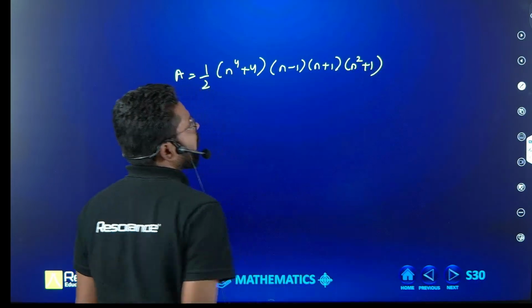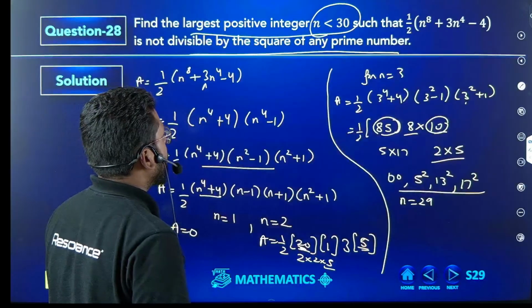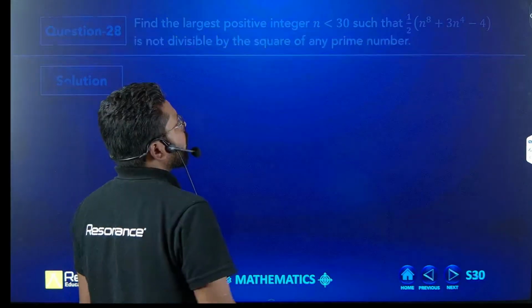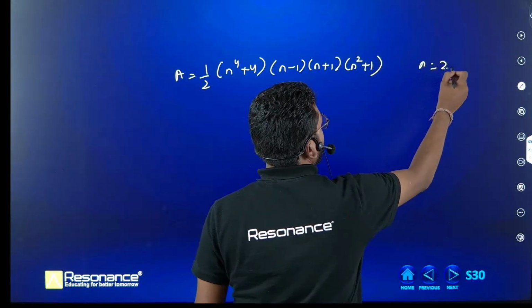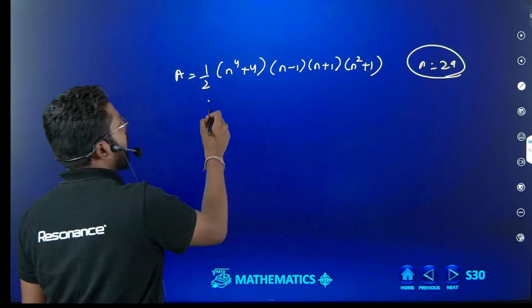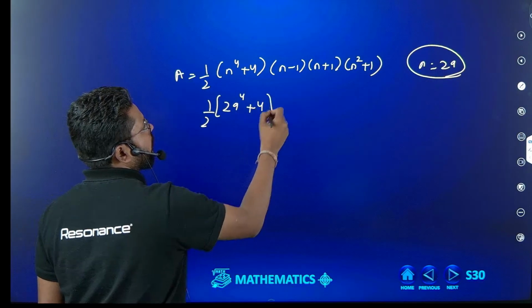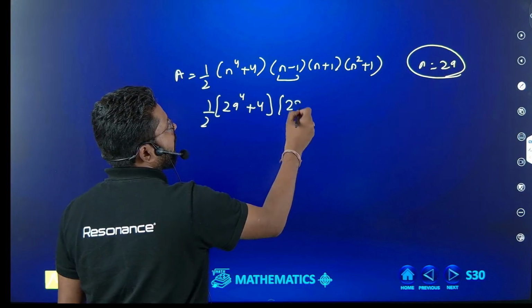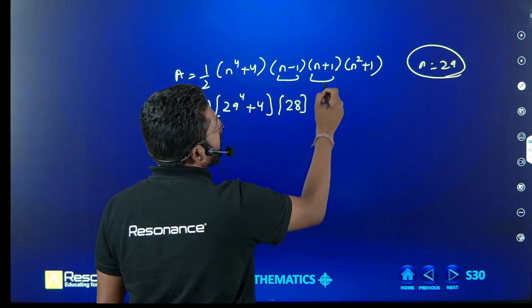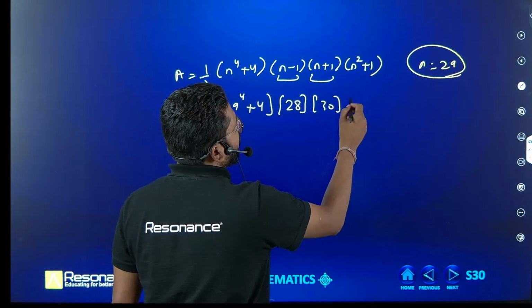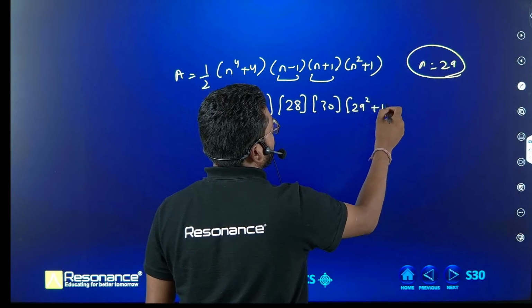Into n square plus 1 it is. Okay. So it is n square plus 1. Is it correct? Yes, it is correct. So if you put n equals to 29 here, it will be like half of 29 raised to the power 4 plus 4. 29 minus 1 is 28 you will get, and 29 plus 1, 30 you will get, and it will be 29 square plus 1.